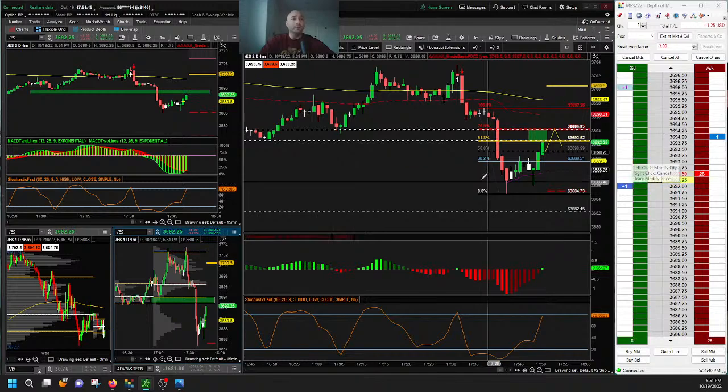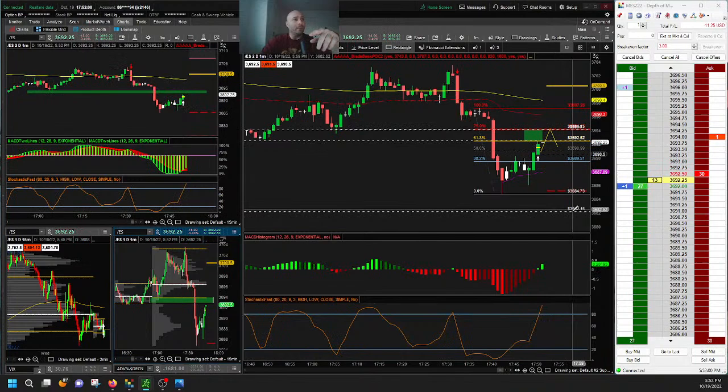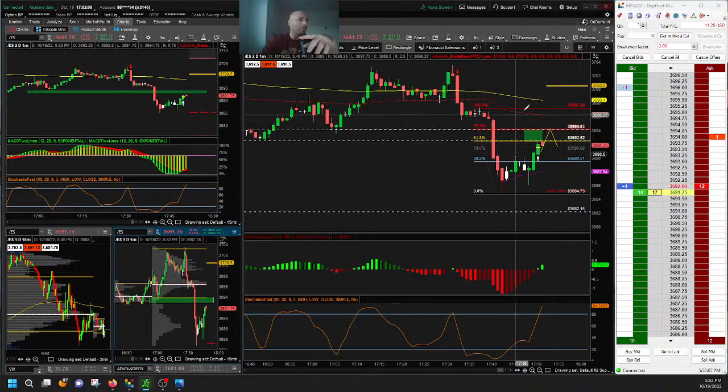So I got my order in at 94. Let's see what happens with a 2 point stop. Normally I'd go right above here, 97 and a quarter. I don't think it'll get there, but it's more risk. I don't want to put another point and a half worth of risk. If I get stopped out, again, we're trading the micro, so it's not a big deal.